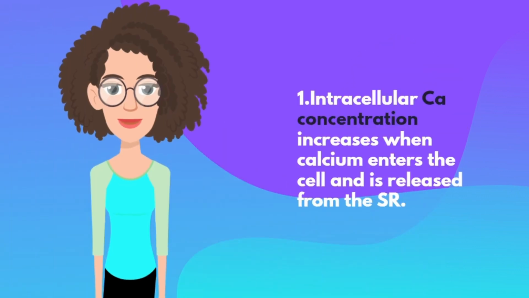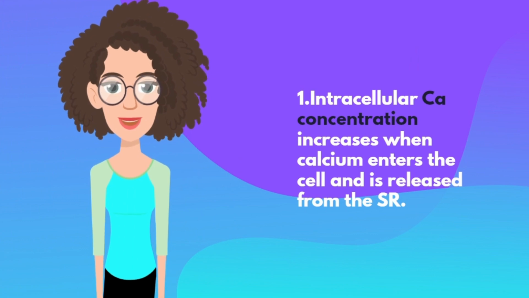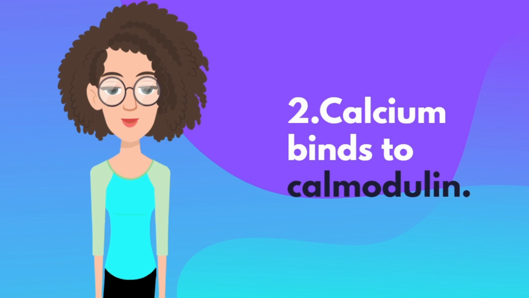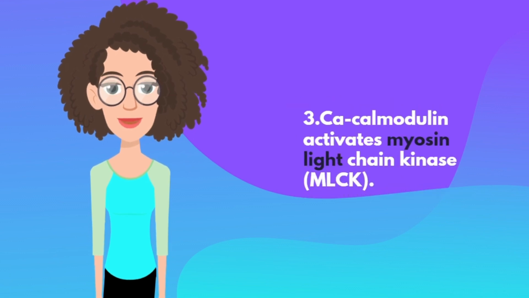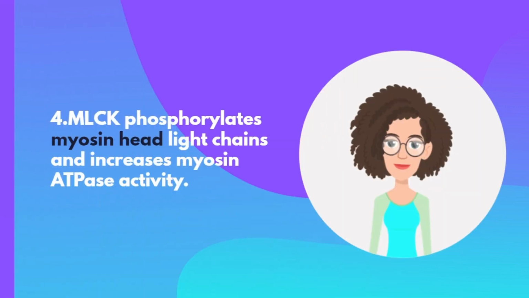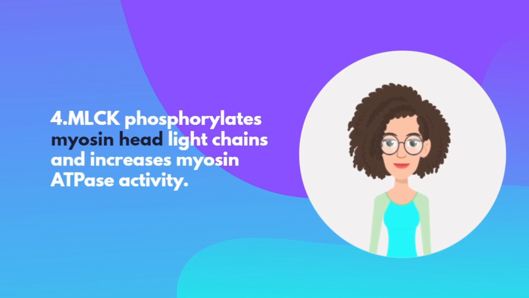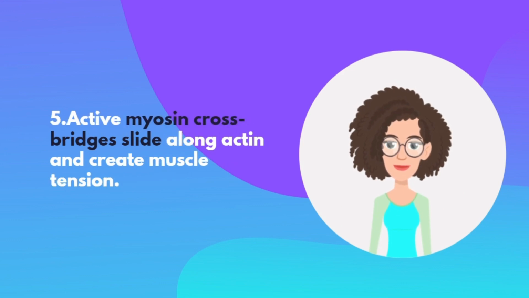1. Intracellular Ca concentration increases when calcium enters the cell and is released from the SR. 2. Calcium binds to calmodulin. 3. Ca calmodulin activates myosin light chain kinase, MLCK. 4. MLCK phosphorylates myosin head light chains and increases myosin ATPase activity. 5. Active myosin cross bridges slide along actin and create muscle tension.